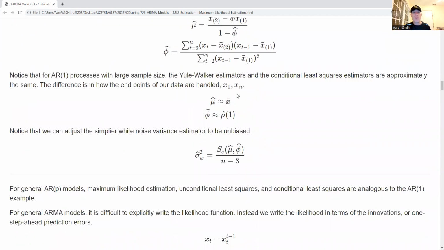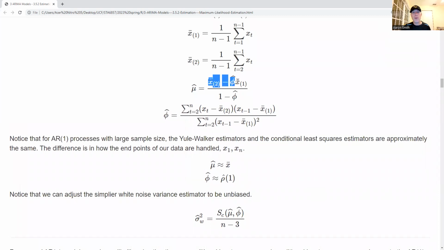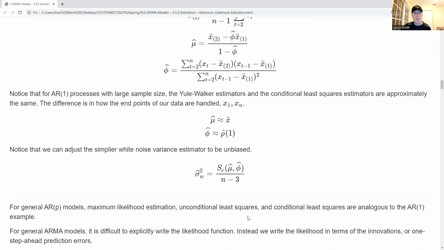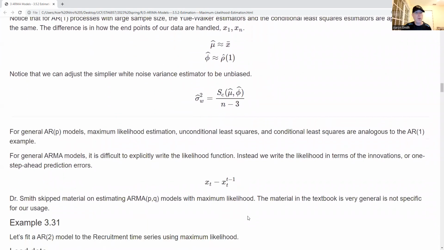Mu hat, if I check this out, it's going to be pretty close to X bar, right? Which is not surprising. And phi hat is going to be pretty close to our first autocorrelation value. Not surprising. And if I want to, I can adjust my white noise estimator to be unbiased also. This time, make an adjustment for missing data points in there.